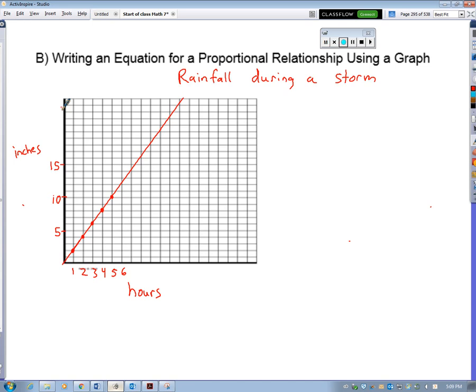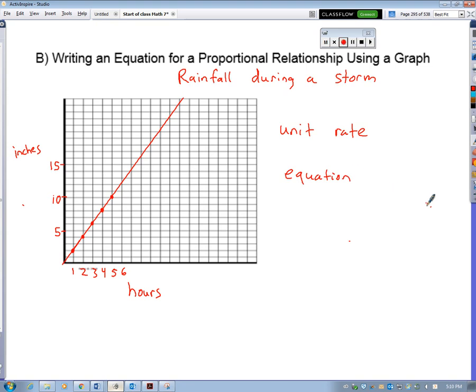Alright, now that you have that written down, let me talk about what we are going to do. We need to find the unit rate for this proportional relationship. Okay, it is proportional. It starts at 0. It makes a straight line. Alright, and then we're going to actually write the equation for this.